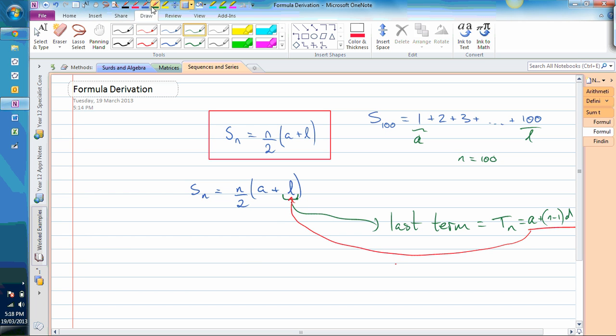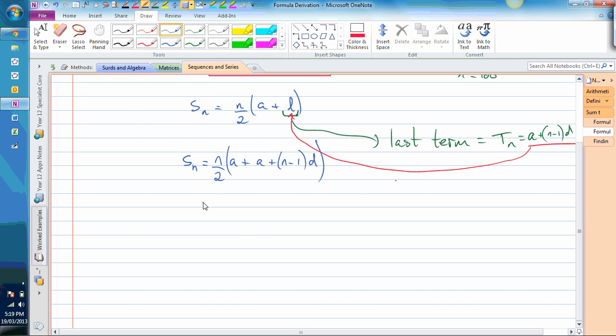So I'm going to rewrite the formula. The only difference is I'm going to use this expression instead of L. So it's plus A plus n minus 1 lots of D. So I've just replaced that L with this blob here. So the L has turned into this. That A is still there. That n on 2 is still there.